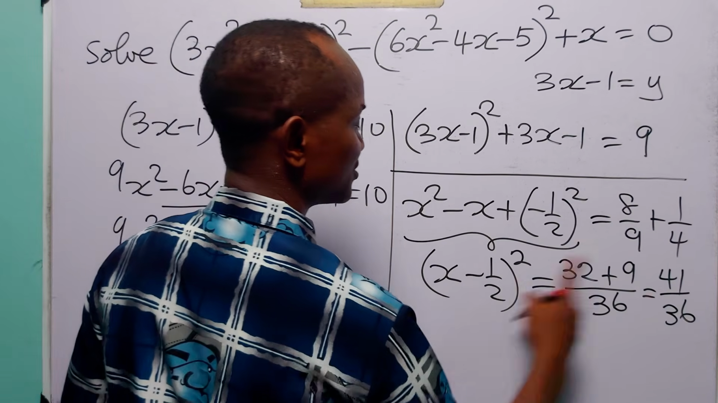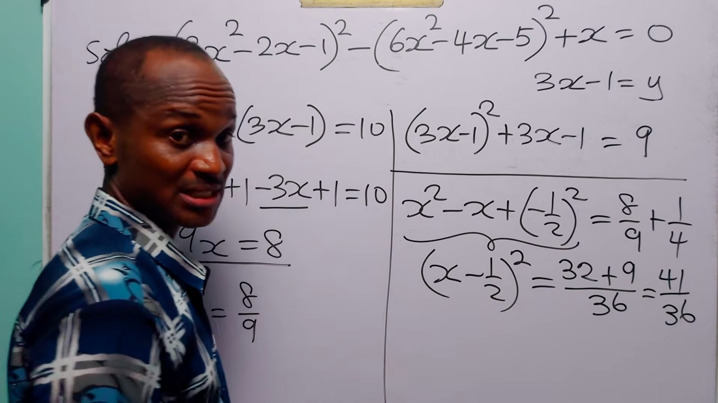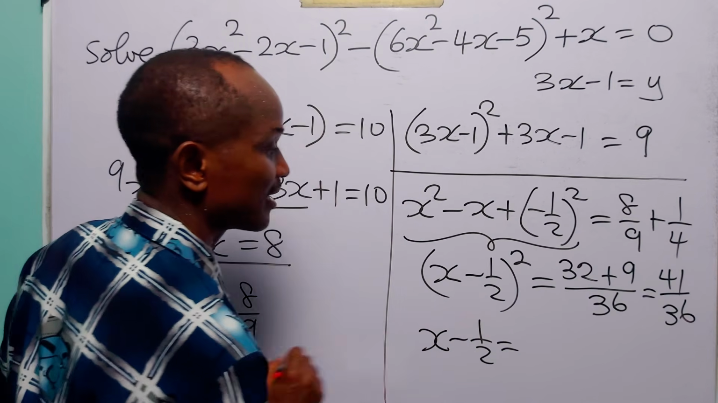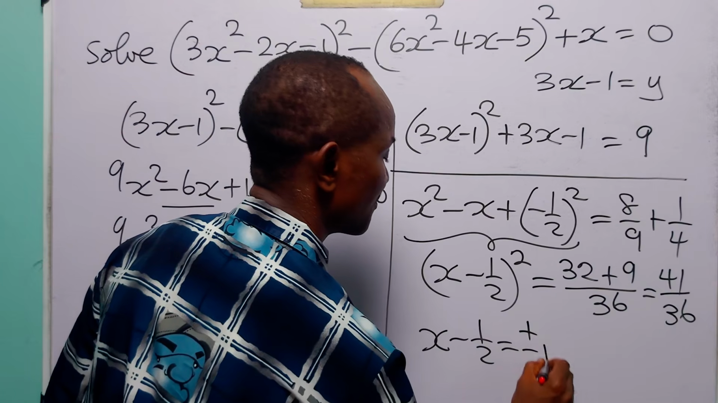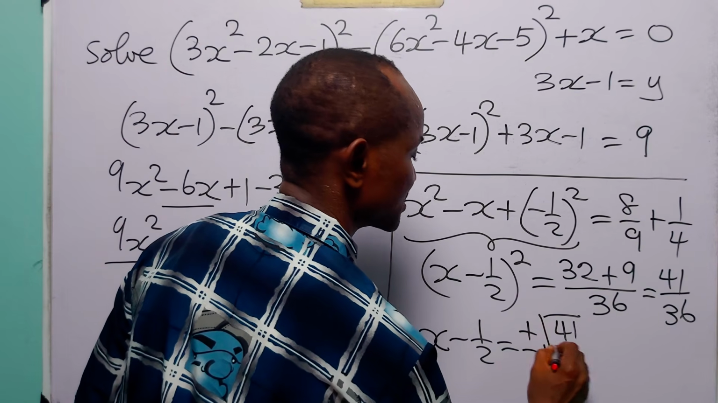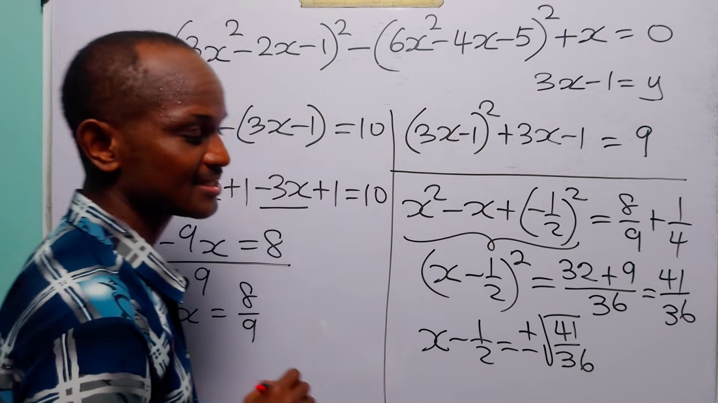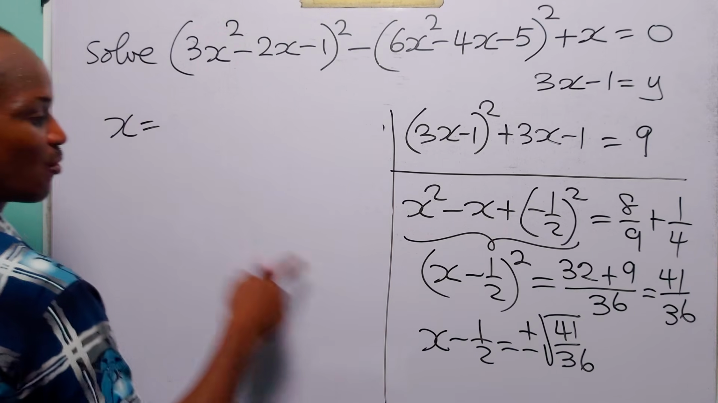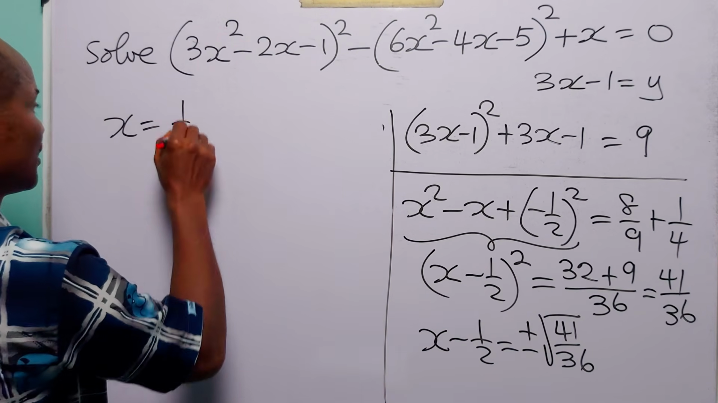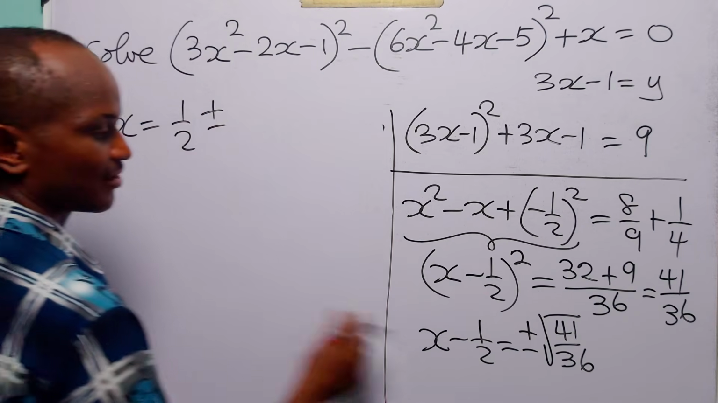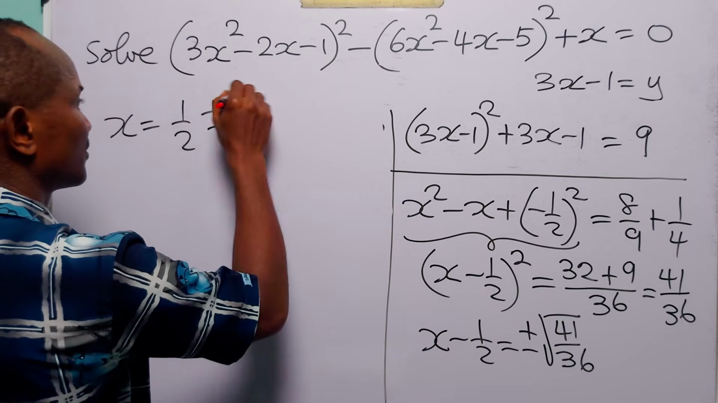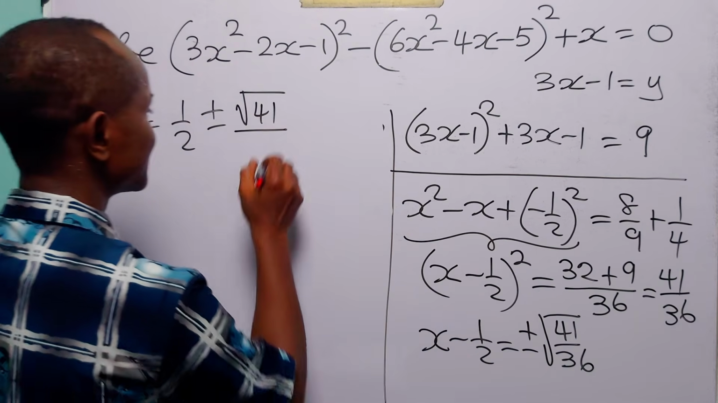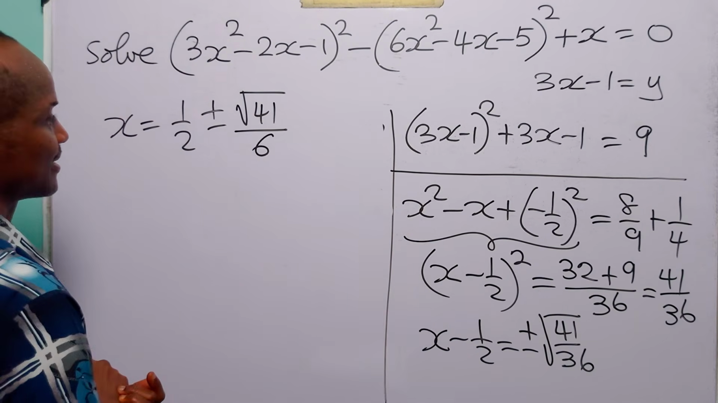The next thing to do is to take square root of both sides of this equation. When we do that, we have that x minus half is equal to plus or minus the square root of 41 over 36. Now from here we have that x is equal to half plus or minus the square root of 41 divided by the square root of 36, which is 6.